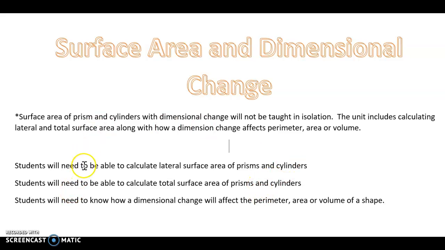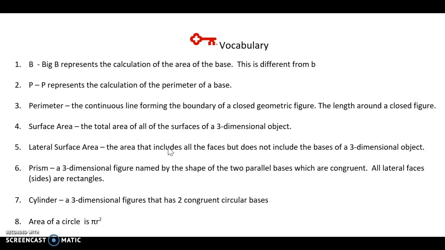While we are traveling through this, let's go over some vocabulary. Big B represents the calculation of the area of the base. This is different from a little b. P represents the calculation of the perimeter of a base. So big B is the area of the base. P is the perimeter of the base. Perimeter is the continuous line forming the boundary of a closed geometric figure. In other words, it's the length around a closed figure.